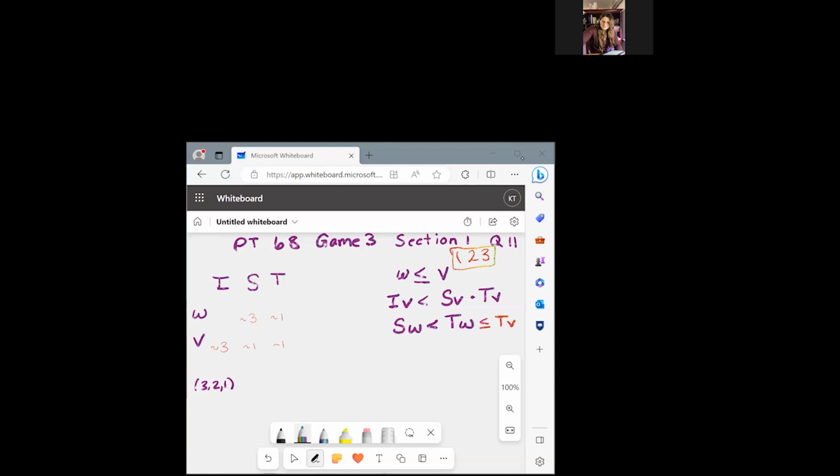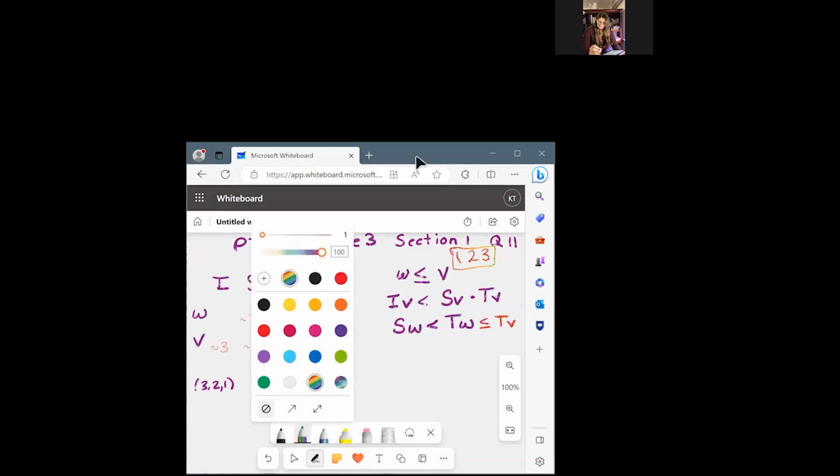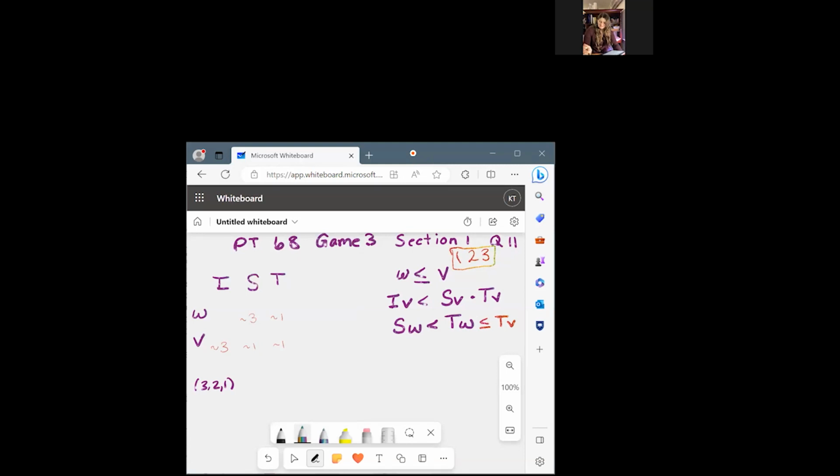Okay. Oh, I see something in the chat. Sorry, I missed that. So TW has to be 2 and TV has to be 3. Very good. So TW has to be 2 because according to the question, it has to be shorter than voicemail, and neither of them can be 1. So the only option is for them to be 2 and 3. Very good. Do we learn anything else from that?